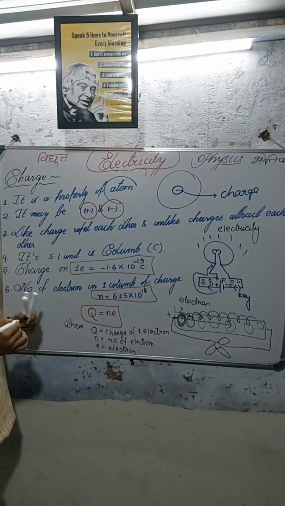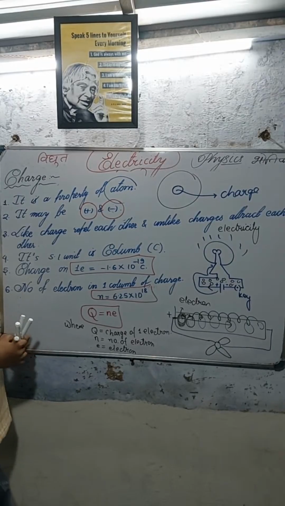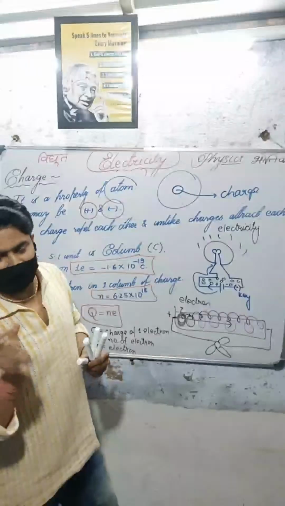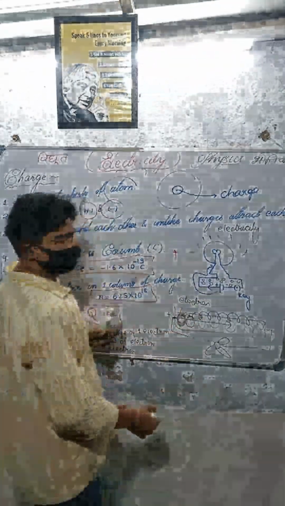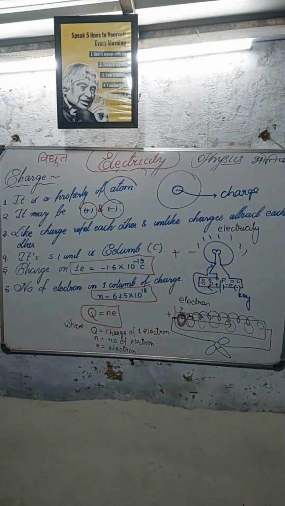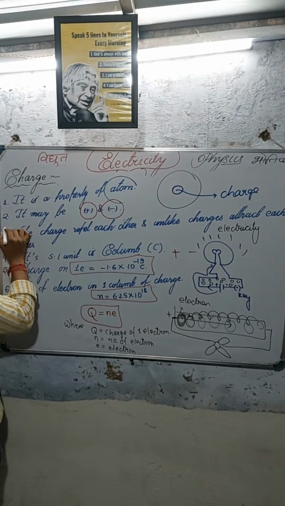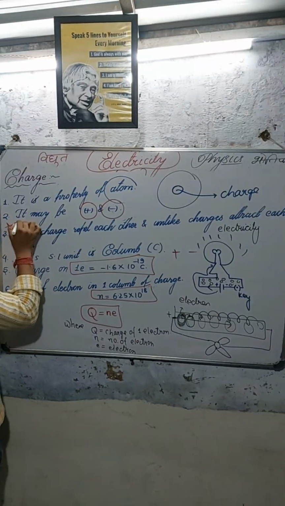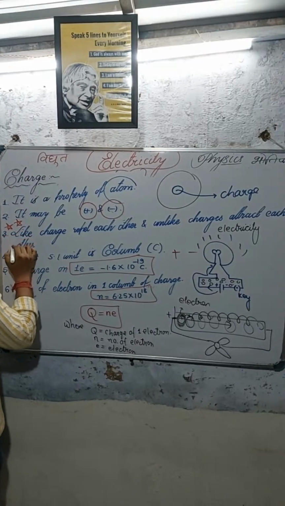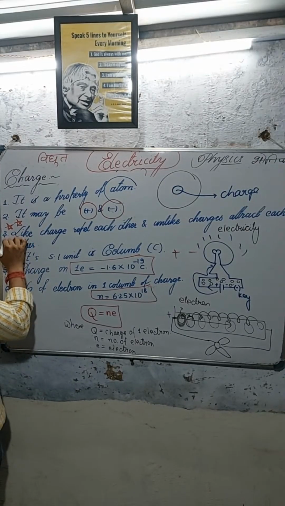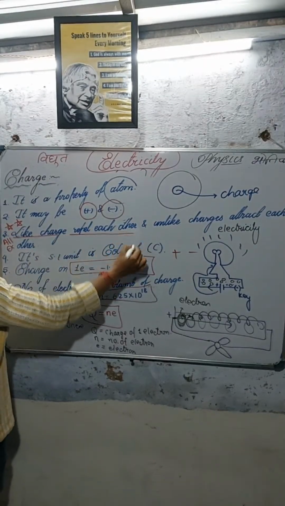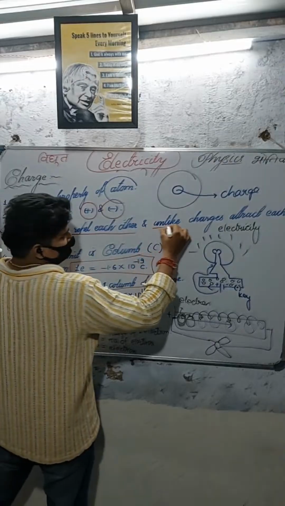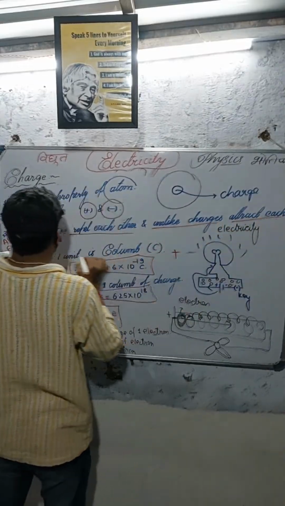Okay, you look around, my dear. You can see the battery, you can see the cell, my dear. There are two terminals, positive and negative terminal. Yes or no? This is a very important point for all exams, my dear. Like charges repel each other, unlike charges attract each other.